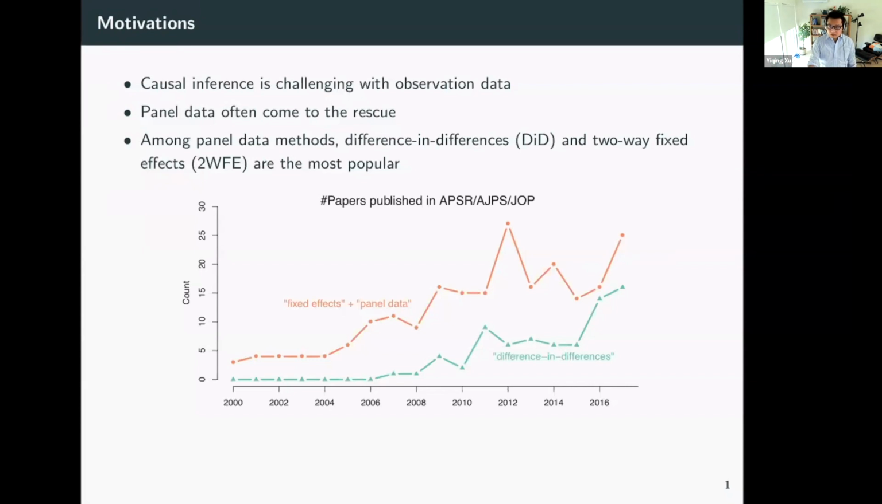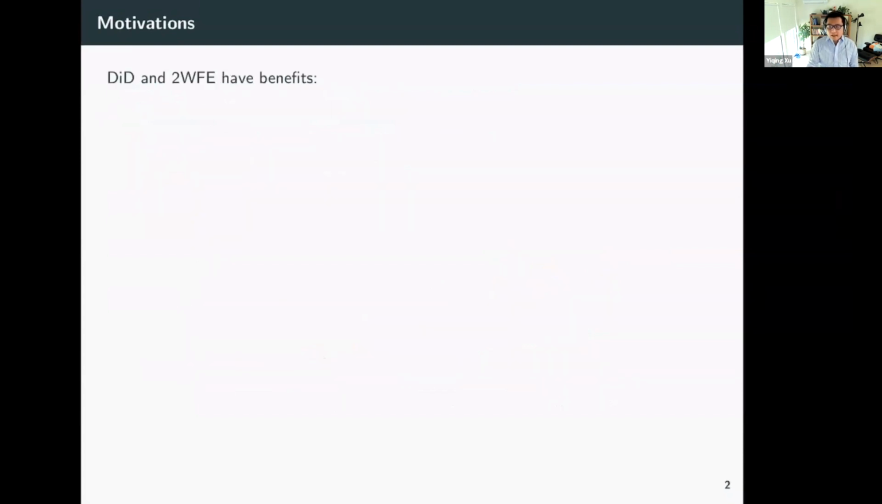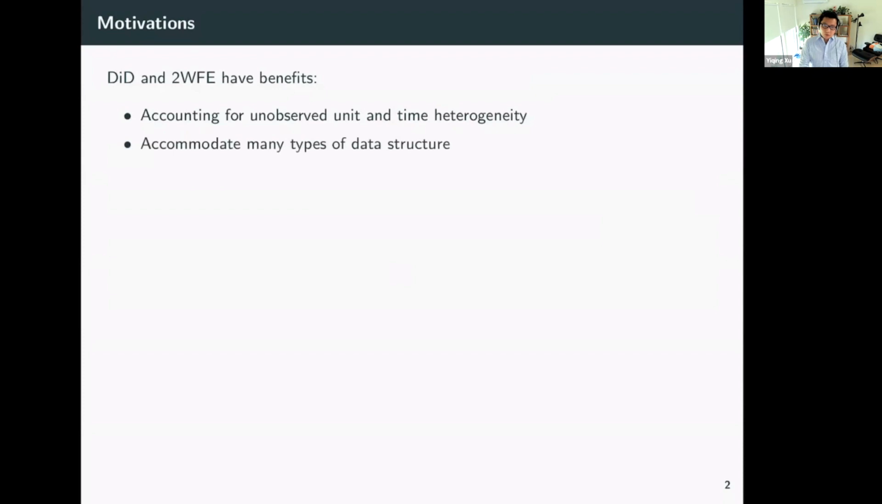But these two methods are the bread and butter in causal inference with panel data, at least in our discipline, also in economics and other social sciences, I believe. And of course, they have benefits. They're so popular, there must be some reason. One is the most obvious reason: they account for fixed effects, unit and time heterogeneity. Right? This is what we were taught in grad school. If you're worried about individual or unit-level heterogeneity, or if you worry about common time shocks, you can use fixed effects to address them. This is of course true.